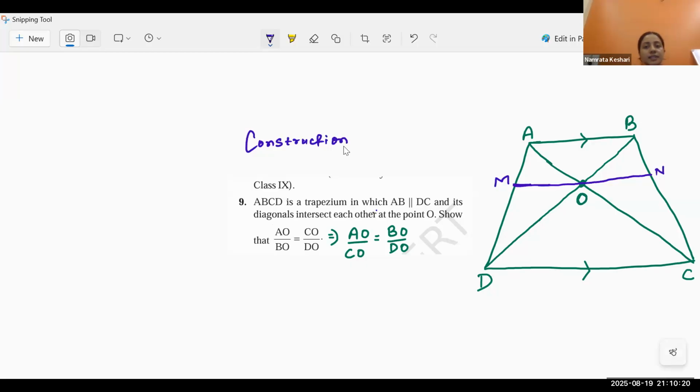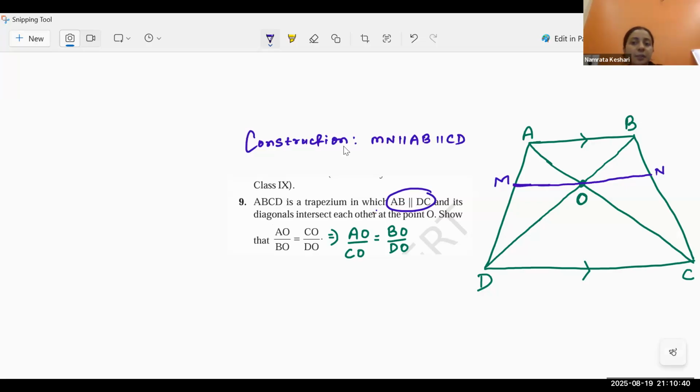And since AB and CD are parallel, this MN is parallel to AB and CD. All three of them are parallel with each other. Making sense? Ma'am, can you tell again why did you draw the midpoint M and N?